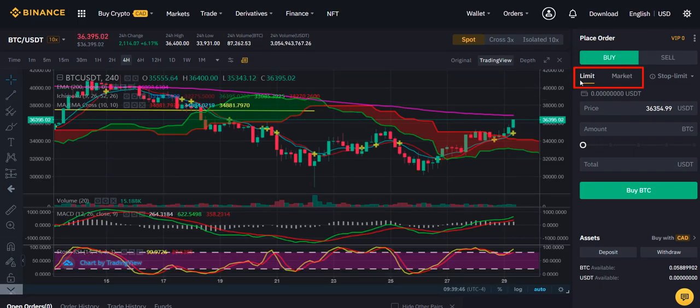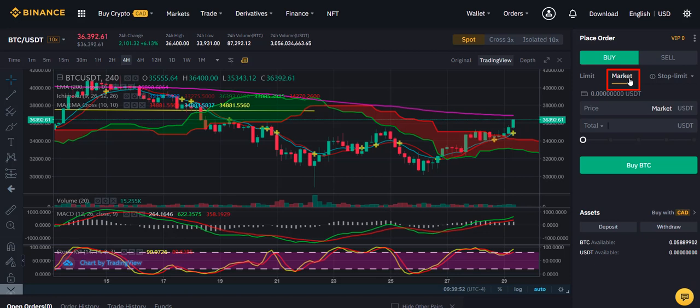Now, you can buy with a limit, or you could buy at market price. Me personally, I always buy at market price. So let's say I would want to buy some Bitcoin right now. I just need to enter the amount of USDT I want to buy and then click buy Bitcoin. And it's as simple as that. That's how you purchase coins once you have your USDTs.